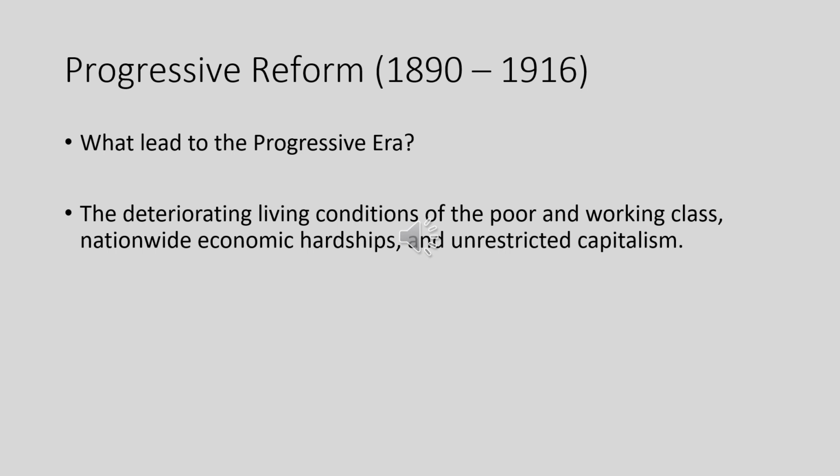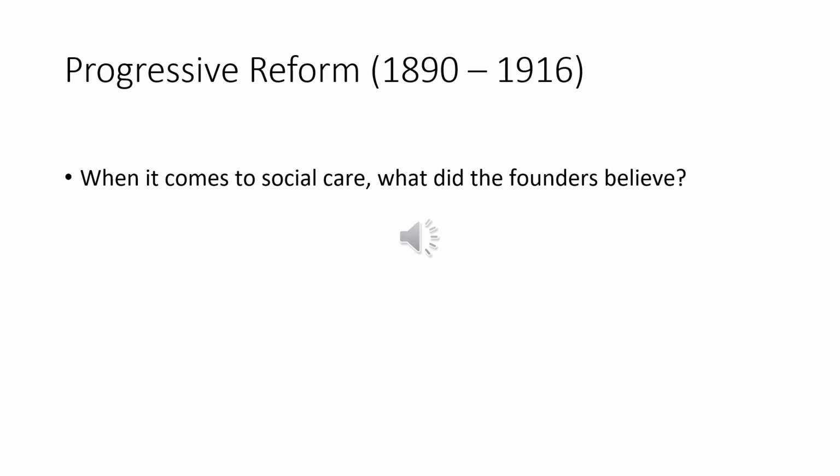So the bottom line here is what led to the progressive era. It was the deteriorating conditions of the American worker and their families. This unrestricted capitalism, this laissez-faire capitalism that had run rampant for many, many years in the United States. So this big capitalism without restriction, the abuses of the workers, all led to the rise in the progressive movement.